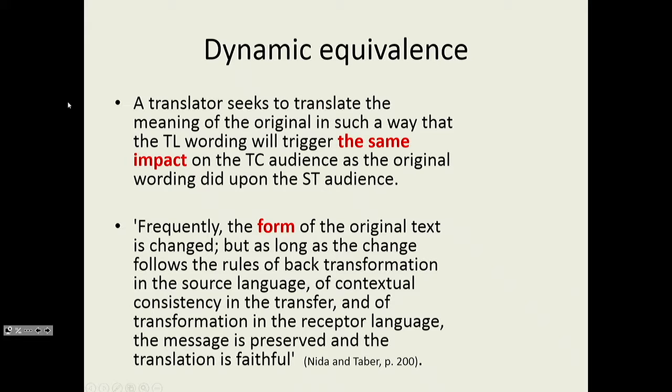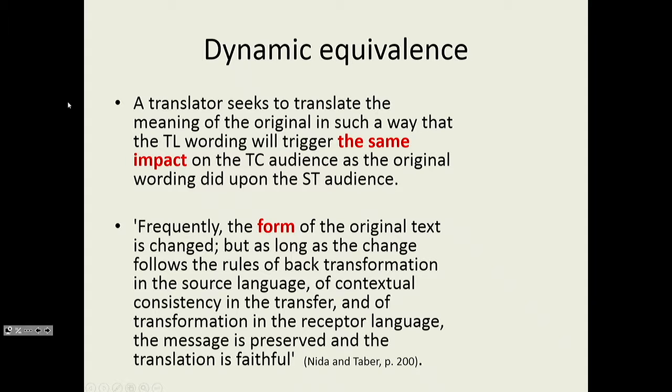So going back to dynamic equivalence, it's a way basically for the translator to translate in a way that will trigger the same effect or impact on the target culture audience as the original wording did on the source text audience. This might mean that things are changed in the text. So some of the things I've just talked about, like word order, structure, certain markers in the text might change.